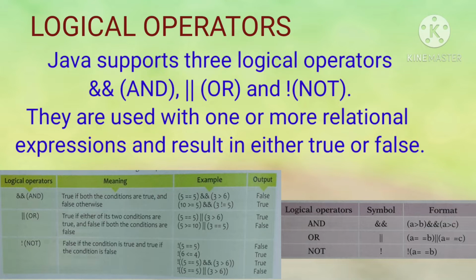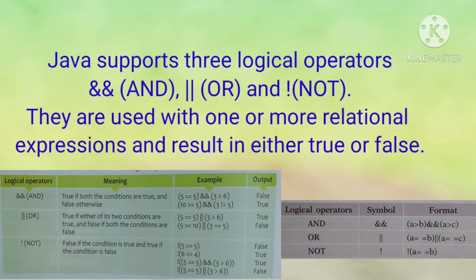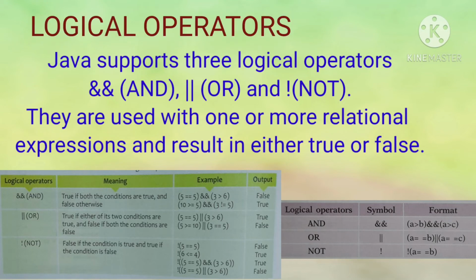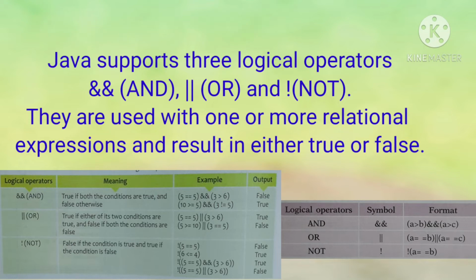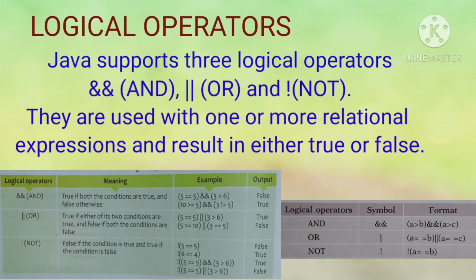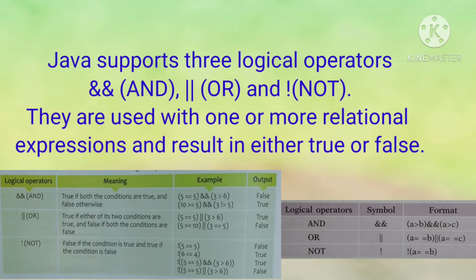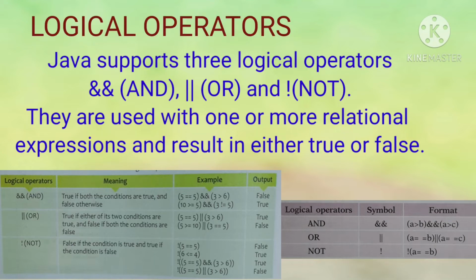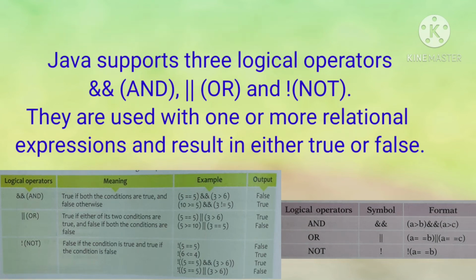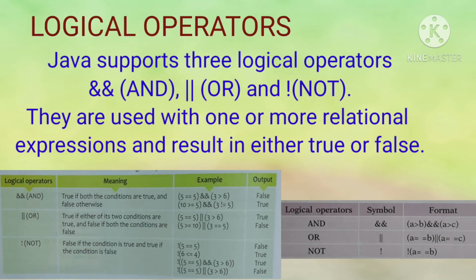In the case of the or operator, if either of the two conditions is true, then it is true. But if both the conditions are false, only then will it be false. For example, 5 is equal to 5, that part is true, and 3 is greater than 6, it is false. But still the condition will be true, since one part of the relational expression is true.